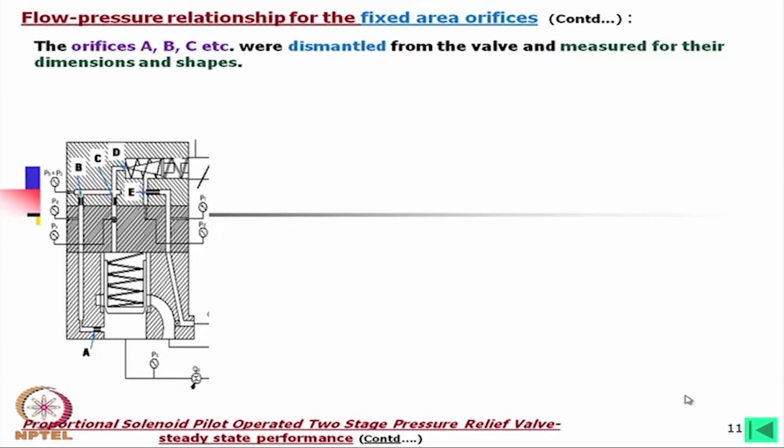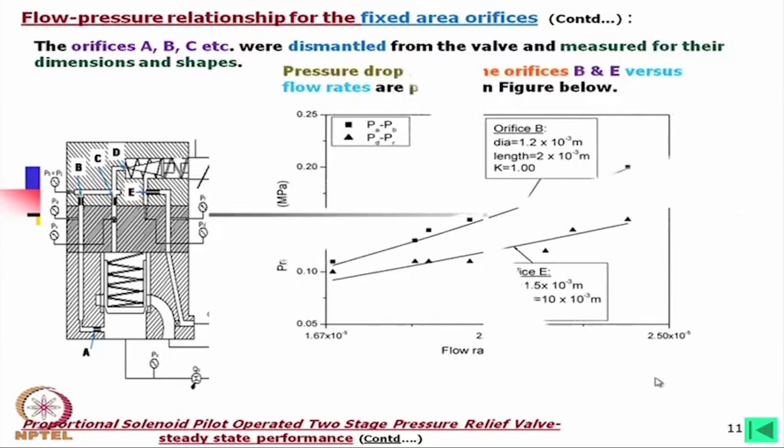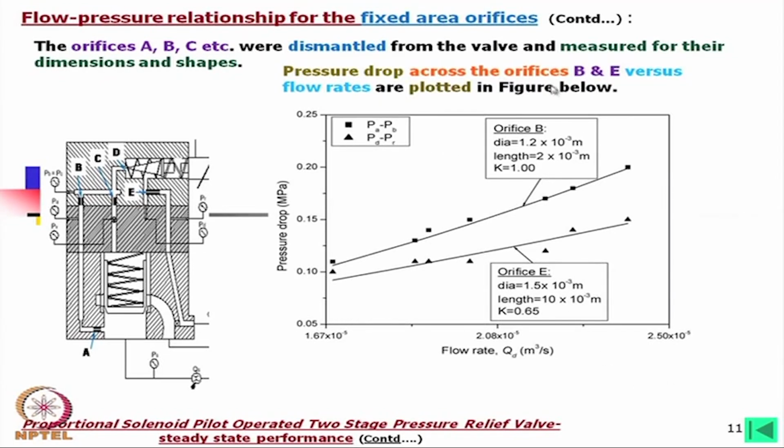Now, A, B, C etc. we dismantled from the valve and measured their dimensions, everything we measured. The pressure drop across the orifices B and E, you see across B and E, and the flow rates are plotted in this figure. If we look into this, this is the orifice E and this is the orifice B.